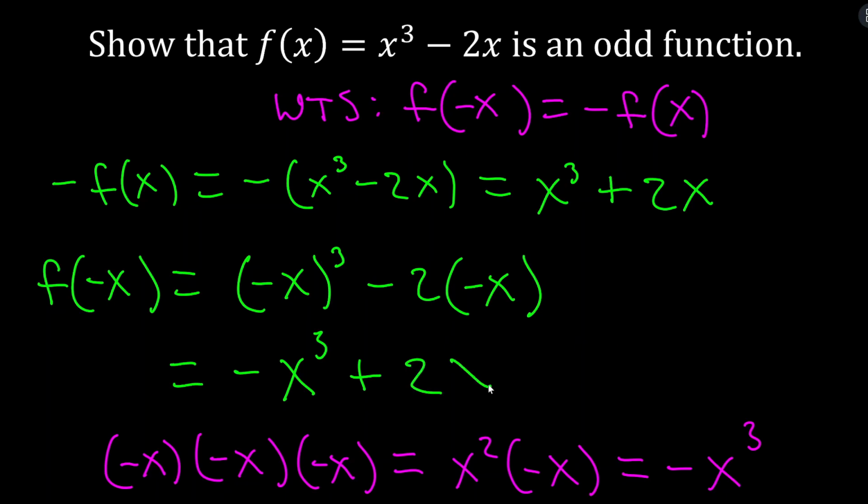And now what we've shown is exactly what we want to, which is that negative f of x is equal to f of negative x, because these two expressions are equal, and therefore we've shown that this is an odd function. And that's going to be a pattern. With odd functions, we're going to be dealing with odd exponents. With even functions, we're going to be dealing with even exponents.